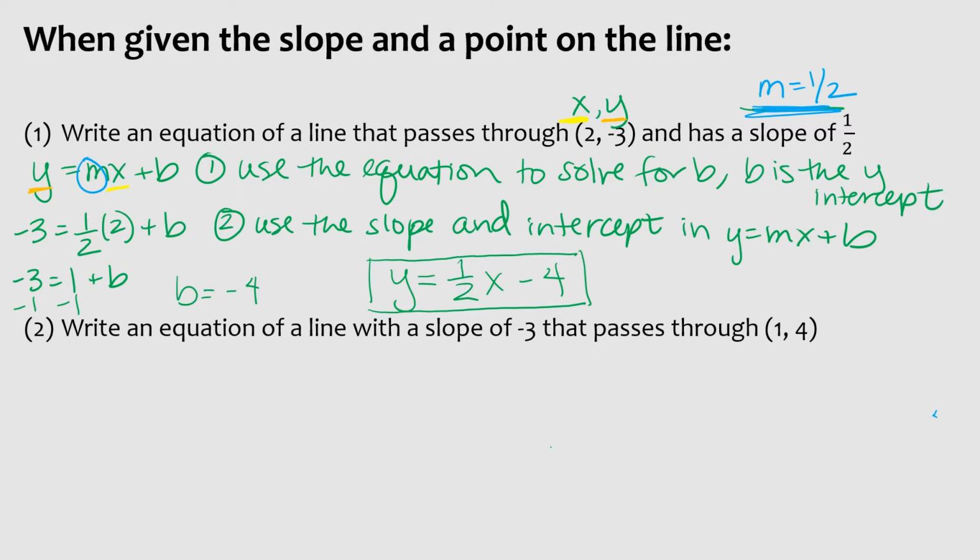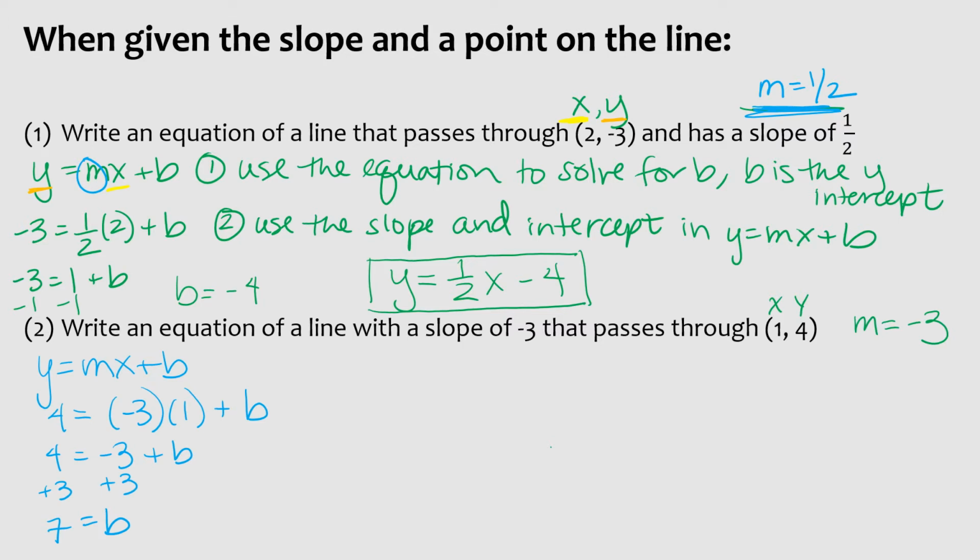Okay, so then we have another one. Write an equation for a line with a slope of -3 that passes through 1, 4. So I'm going to give you a second to write 1, 4. That's my x and my y, and then I have a slope of -3, so my m equals -3. I would like you to pause the video and solve for b, the y-intercept, and then write an equation for the line. Then check it with your neighbor friend. Okay, go ahead and pause the video.